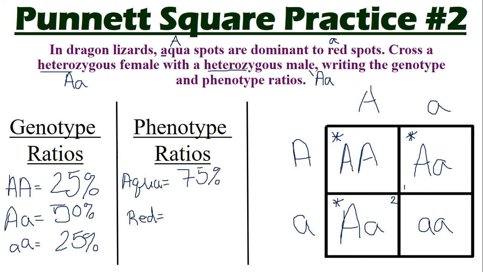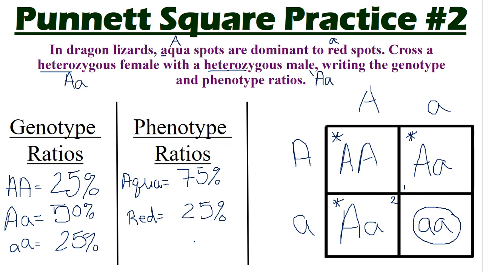To have red, you have to have a box that does not have a capital letter in it at all. A genotype without any capital letters. Now look, I only see 1 up here. The little a, little a. So that's 25%. Add these numbers up, that's 100. So these dragon lizards have a 75% chance of having aqua spot dragon lizards, and there's a 25% chance of having a red spot dragon lizard.